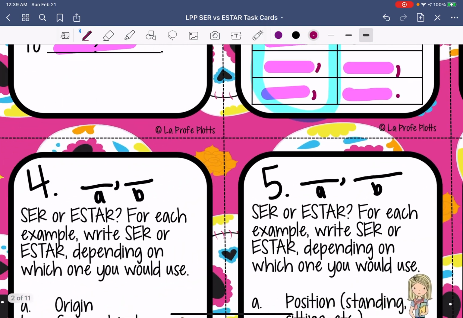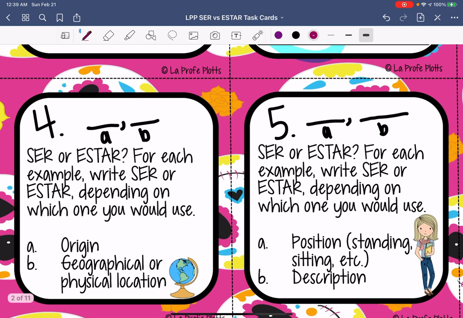Next, let's go to number 4. For these few that we're going to go over, you're going to type both of your answers with a comma in between. For number 4, it says, ser or estar. For each example, write ser or estar depending on which one you would use. So on your blank in your Schoology quiz, here's your box where you're going to type in your answer.